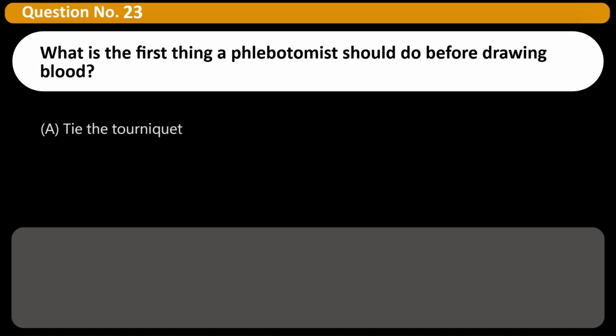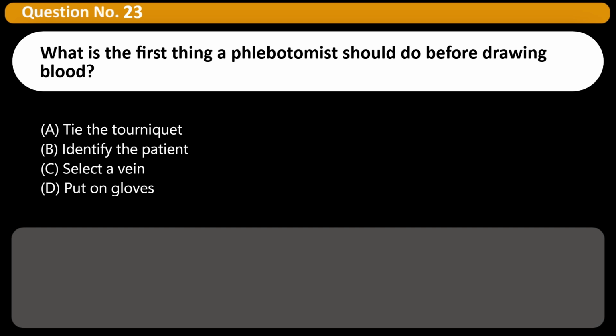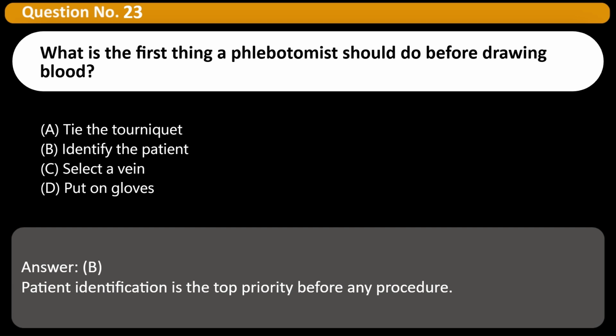What is the first thing a phlebotomist should do before drawing blood? A. Tie the tourniquet. B. Identify the patient. C. Select a vein. D. Put on gloves. Answer: B. Patient identification is the top priority before any procedure.